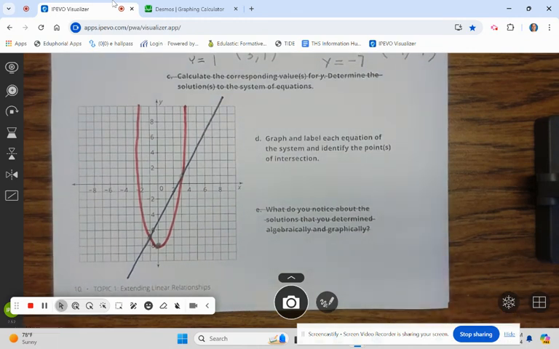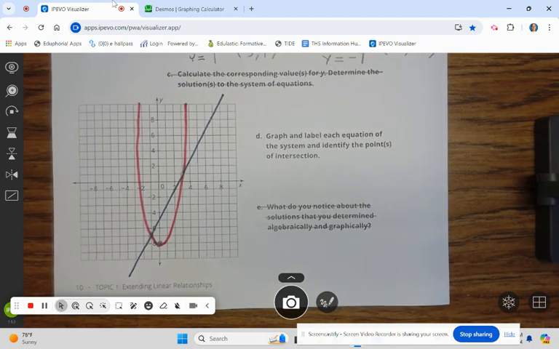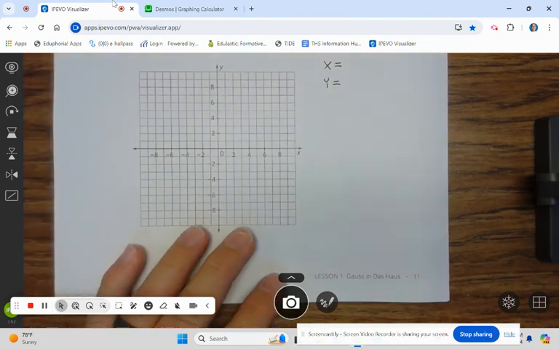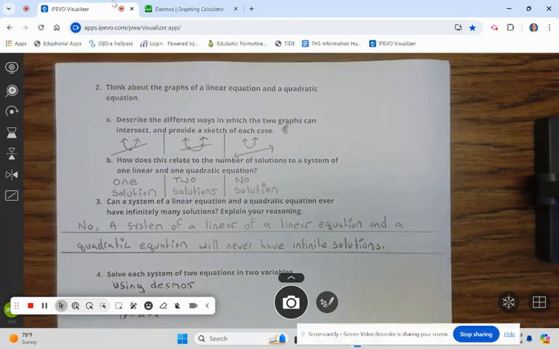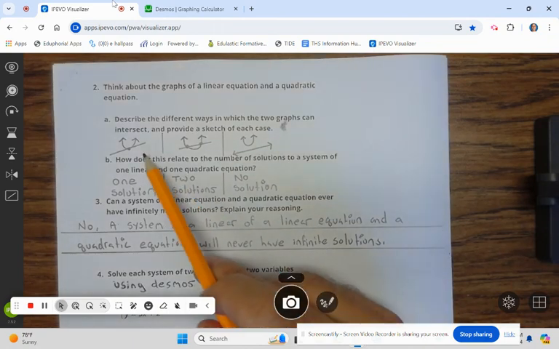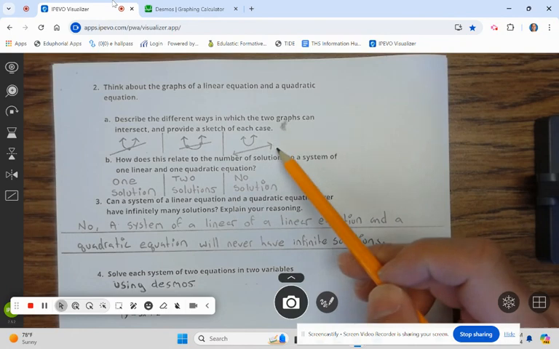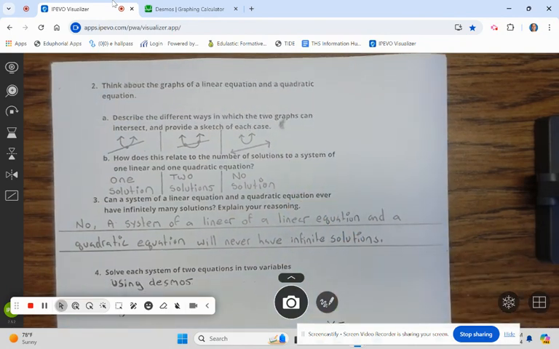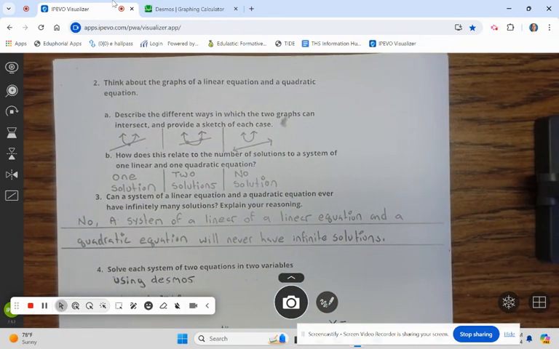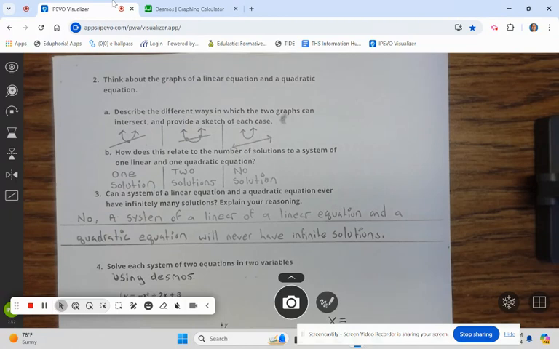All right, go ahead and finish up D and mark out E. And let's take a look at the next page. All right, number 2. Think about the graphs of a linear equation and a quadratic equation. Describe the different ways in which the two graphs can intersect and provide a sketch of each graph. So this is an example of one solution, this is an example of 2 solutions, and this is an example of no solution. All right, go ahead and finish up 2A and B.